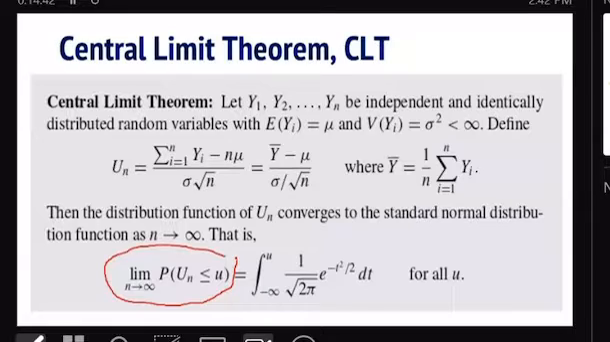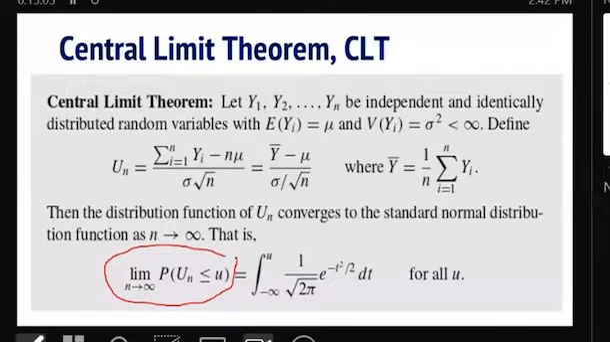That's what that guy is talking about. Any question about that? I'm going to say that again. If Un, the Un may be a sum of random variables. The Un will be a sample mean, could be a sample mean. The Un could be a proportion. The Un could be a certain statistic of interest.